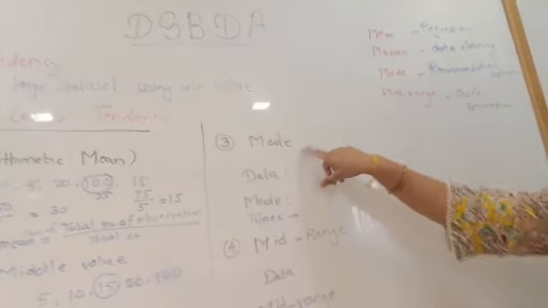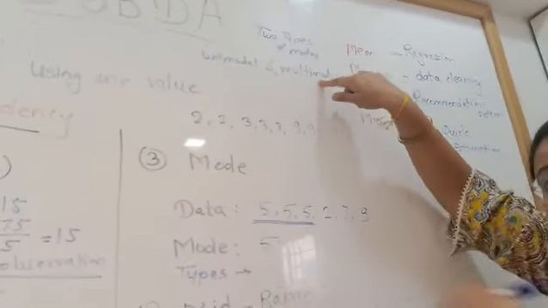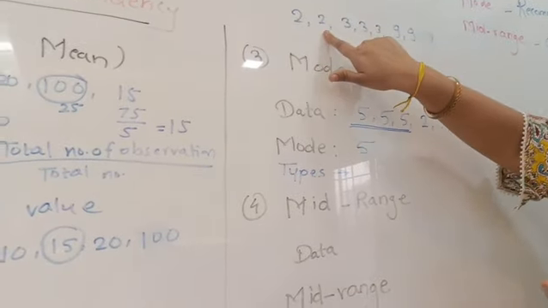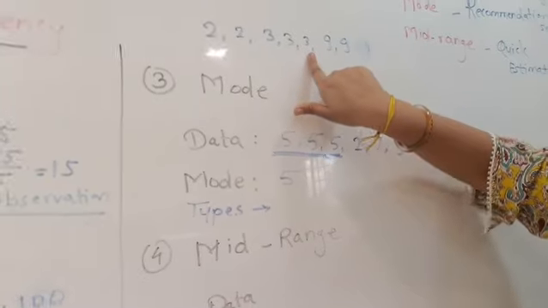So here we go to the types of mode. There are 2 main types of mode: unimodal and multimodal. Unimodal means only one value is repeated most of the time, like here only 5 is repeated most of the time. Multimodal means more than one value is repeated a number of times. Here 3 values are repeated: 2 repeated 2 times, 3 repeated 3 times, 9 repeated 2 times. So it is called multimodal.